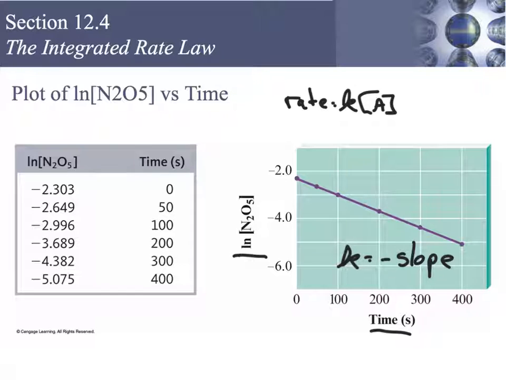So this gives us a way to conduct an experiment and find both the order of the reaction and the rate constant. We do the experiment, plot how the natural log of the concentration changes over time, and if we get a straight line, then we know it's first order, and k is equal to the minus slope. And you may say, well, what if you don't get a straight line? We'll talk about that situation before long.